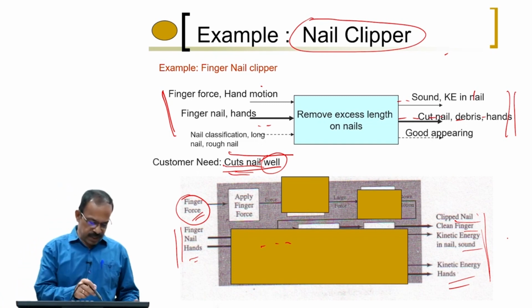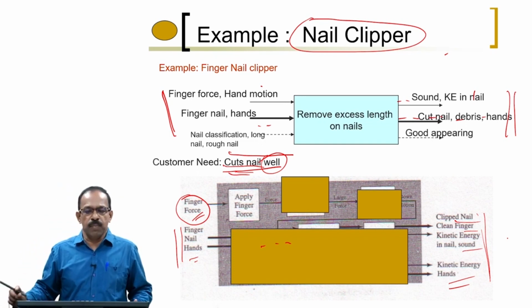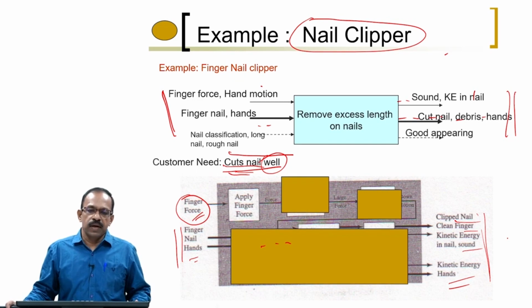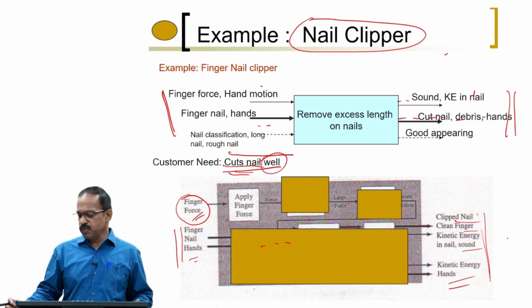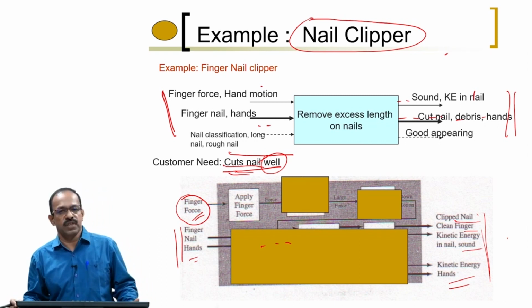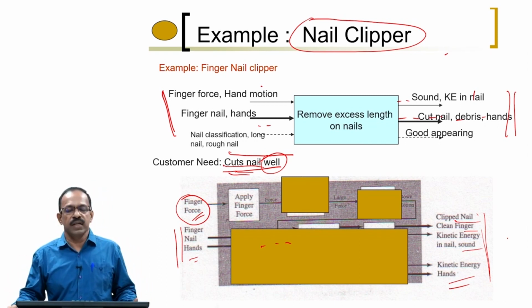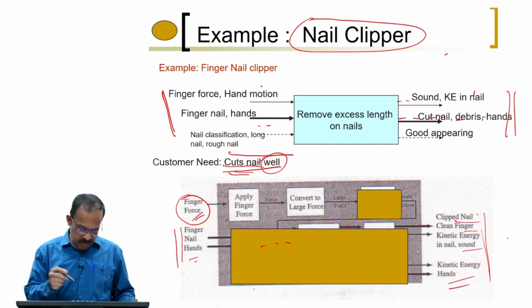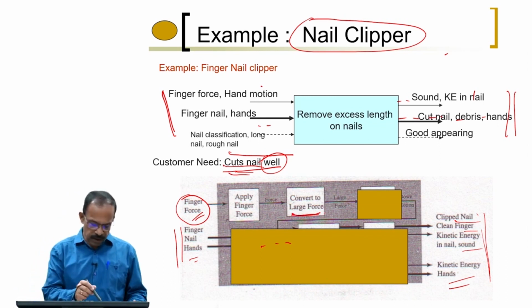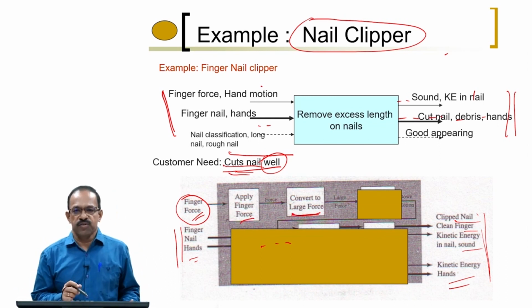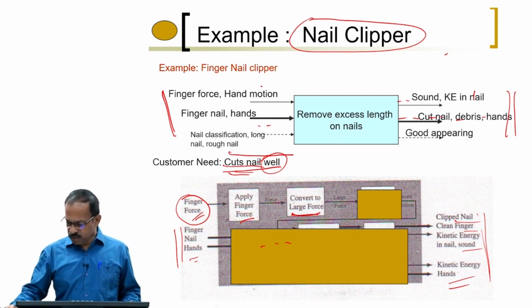So, we look at applying the finger force. You need to increase this force to cut the nail, because whatever you apply from the finger may not be sufficient. So, there is a force increase because of some mechanism inside. The next step is to convert the finger force to a large force.